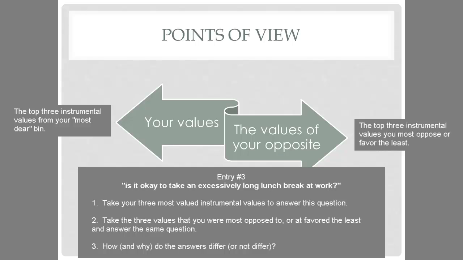Now, take the bottom 3 values in your values I disagree with bin, or if you don't have 3 values there, find just simply the 3 lowest values from your sorting of the last activity, even if that means you have to just take the 3 least important of your most dear values. I want you to now answer the same question using these 3 values. Once again, try to answer consistently with the values that you list and try to answer in a broad, general manner. And once again, please highlight the values that you used to detail this answer.